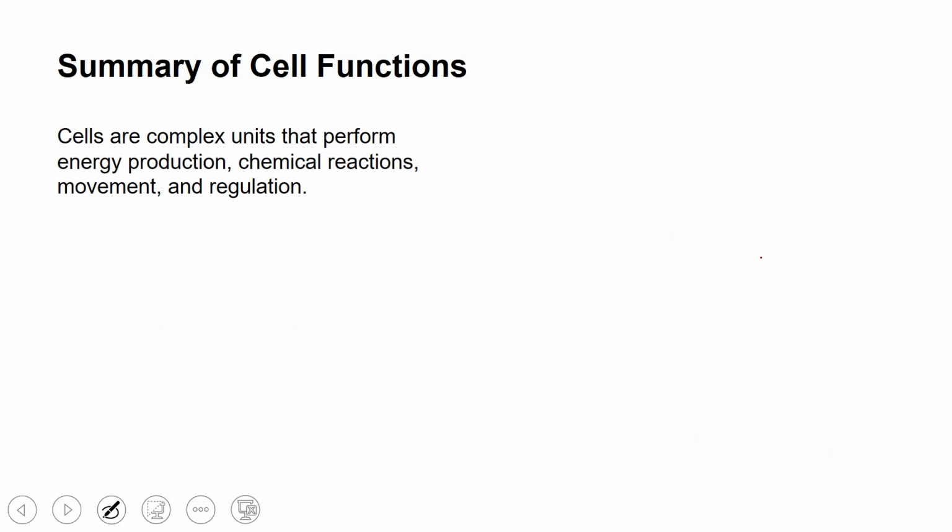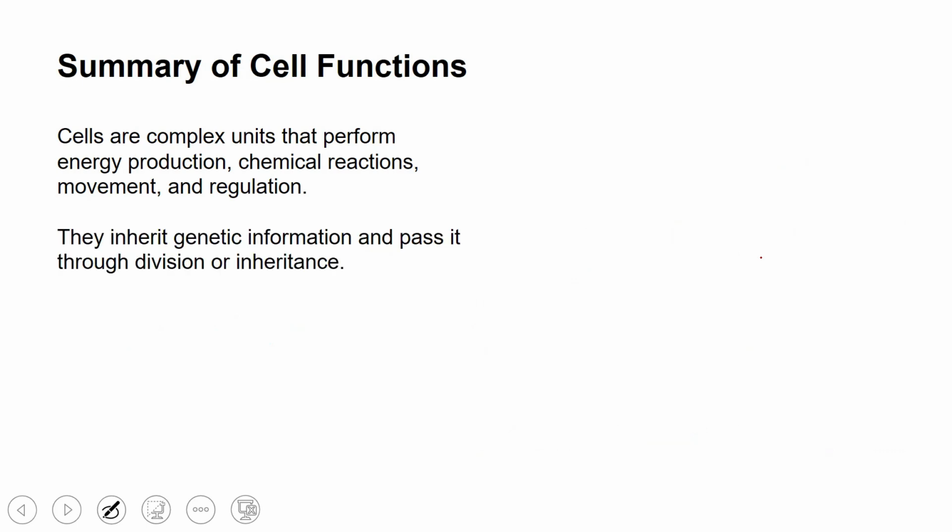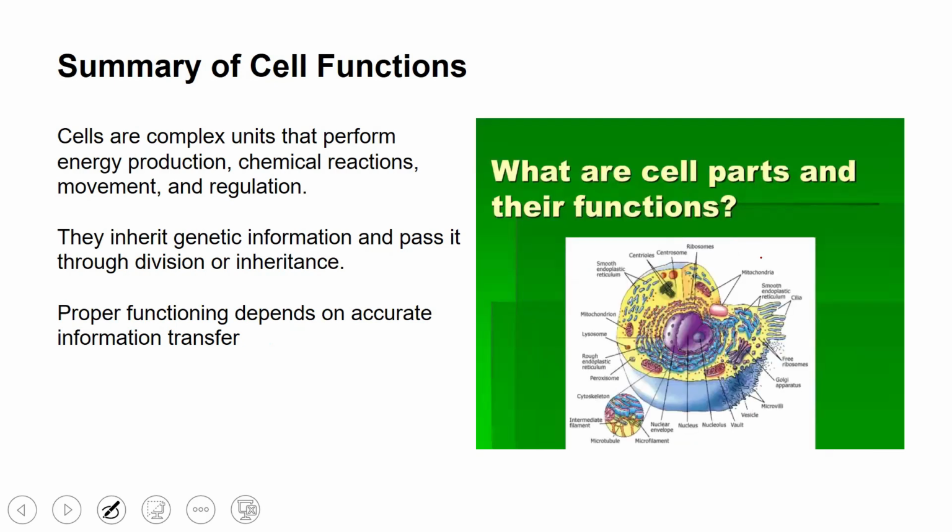So in summary of cell functions, cells are complex units that perform energy production, chemical reactions, movement, and regulation, and they inherit genetic information and pass it on through division or inheritance. Proper functioning depends on accurate information transfer. So what are the cell parts and their functions? That is the next video that we are going to look at.